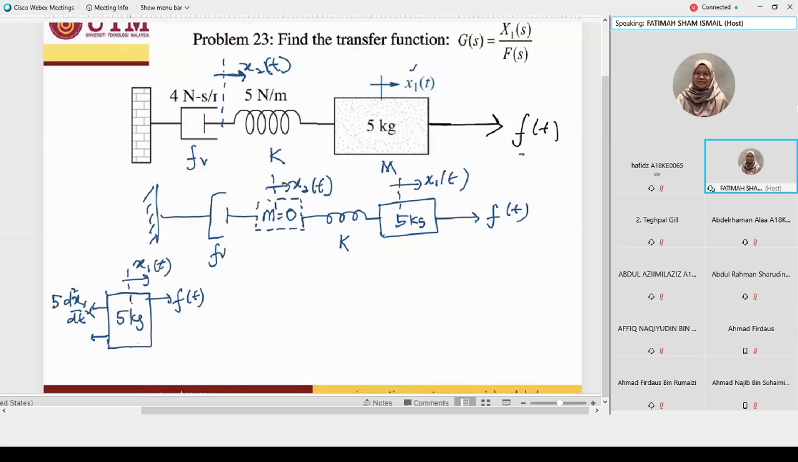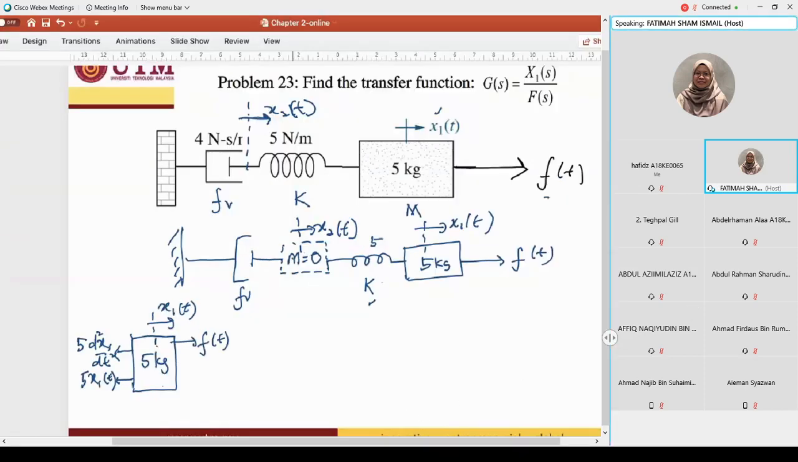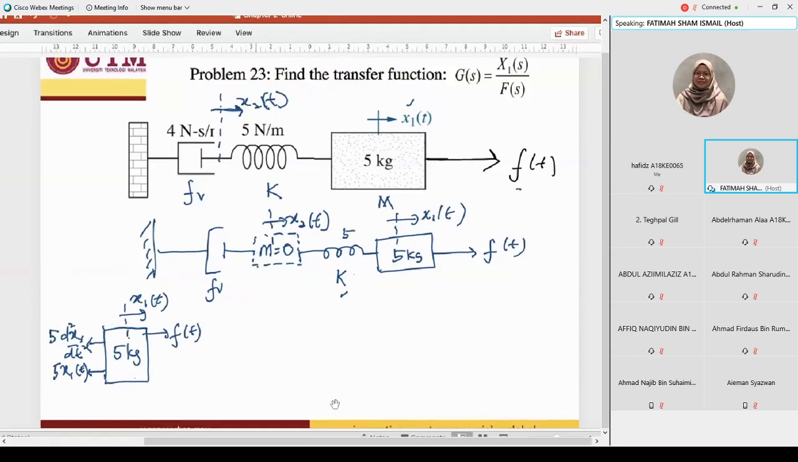So 5 d²x1 over dt squared. And then what is the component connected to x1, the displacement x1? You have the K here. The K value is 5 Newton per meter, so you have 5 x1(t). K is also connected to the viscous damper Fv, in this case connected to M0, so you have the reaction with the displacement x2, for the reference x2 here.